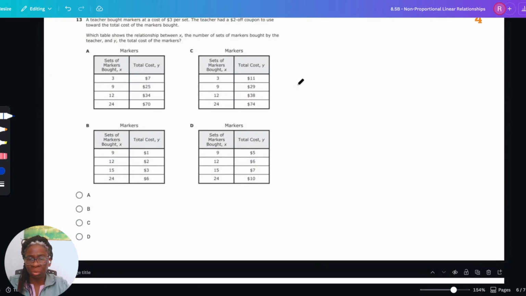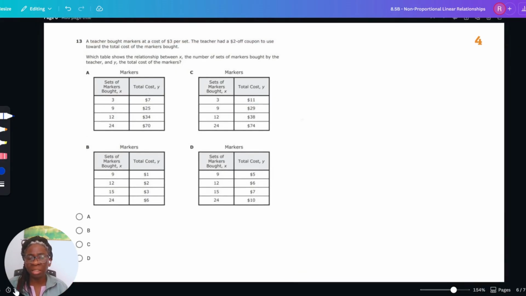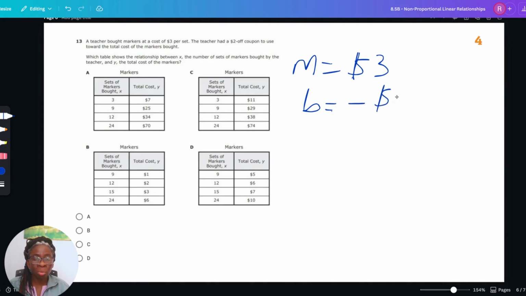Now let's take a look at this one. I think you should be able to solve this one yourself. The question says, a teacher bought markers at a cost of $3 per set. That is the rate. And the rate is $3 per set. The teacher had a $2 off coupon. $2 off means B, that is the initial payment, is -2. Because if it is $2 off, that means we'll be subtracting 2 from the equation. So B here is -2.